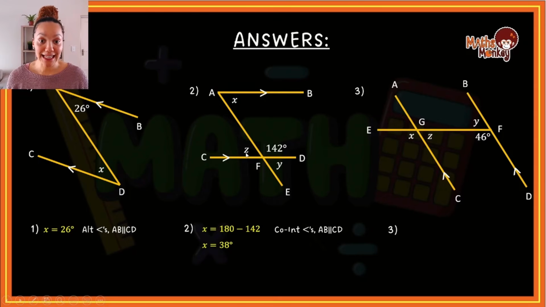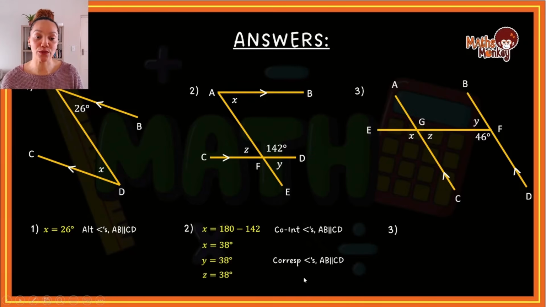Now, do you see that x and z actually make the Z, the alternate Z, right? And y makes the F with x. Because I want to go alphabetically, I'll go y first, and I'll say y is equal to x. Therefore, if x is 38, then y is also equal to 38. And the reason there is corresponding angles, and then I list what my parallel lines are there. AB is parallel to CD. Next one, z is equal to 38 as well. Why? Because of alternate angles. Okay, do you see that?